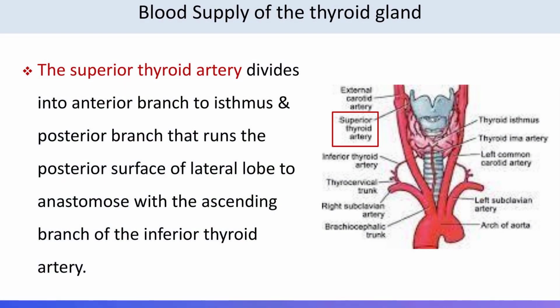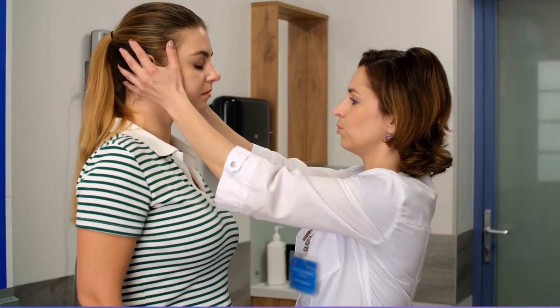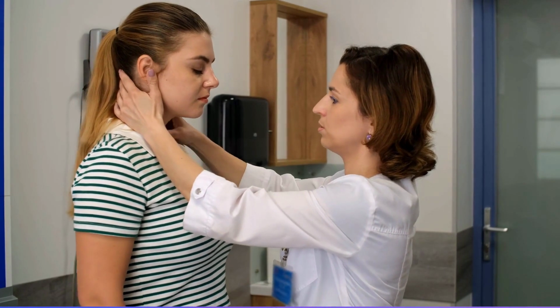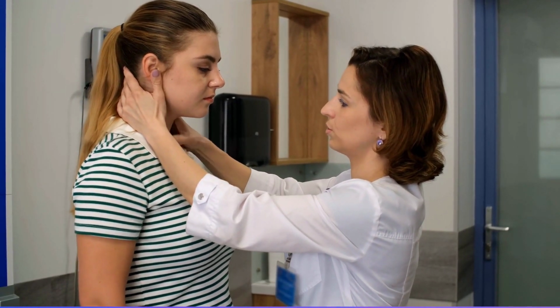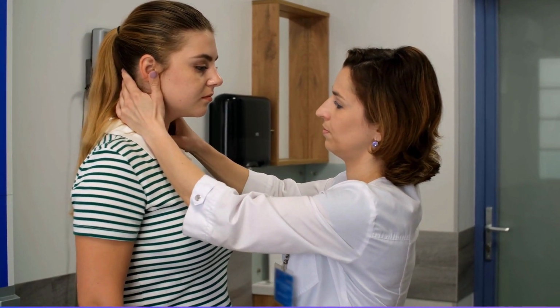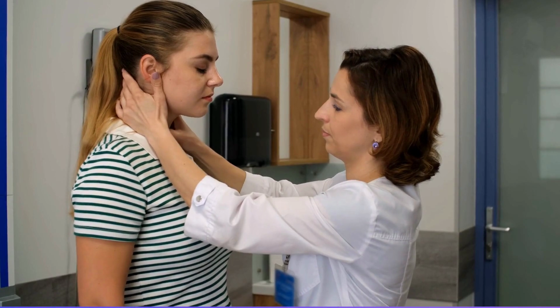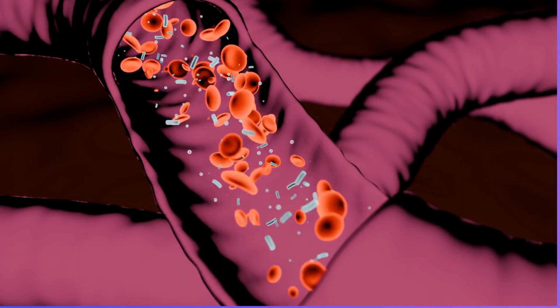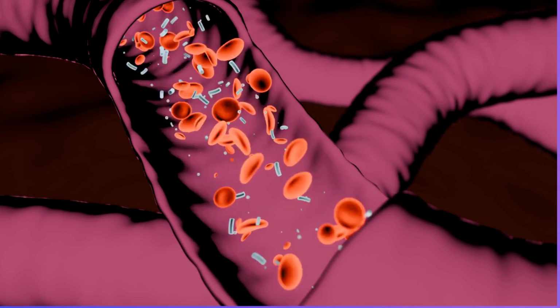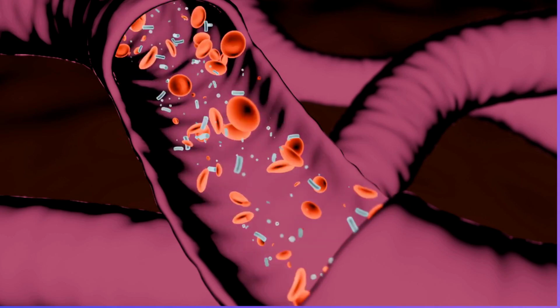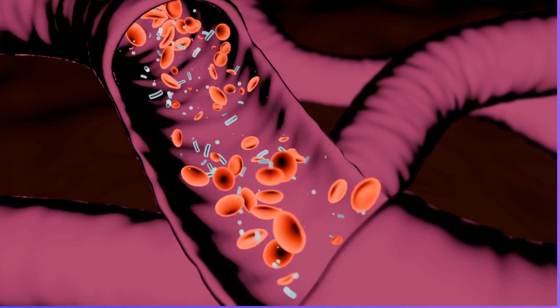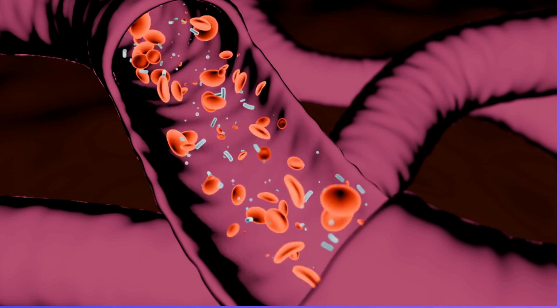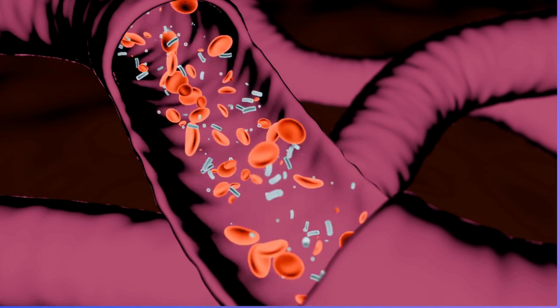The superior thyroid artery, upon reaching the upper pole of the thyroid gland, typically divides into anterior and posterior branches. The anterior branch supplies the anterior aspect of the lobe and the isthmus, while the posterior branch supplies the posterior aspect of the lobe. These branches anastomose with branches from the inferior thyroid artery, forming a rich vascular network within the gland. This extensive arterial supply ensures adequate blood flow for hormone synthesis and release.